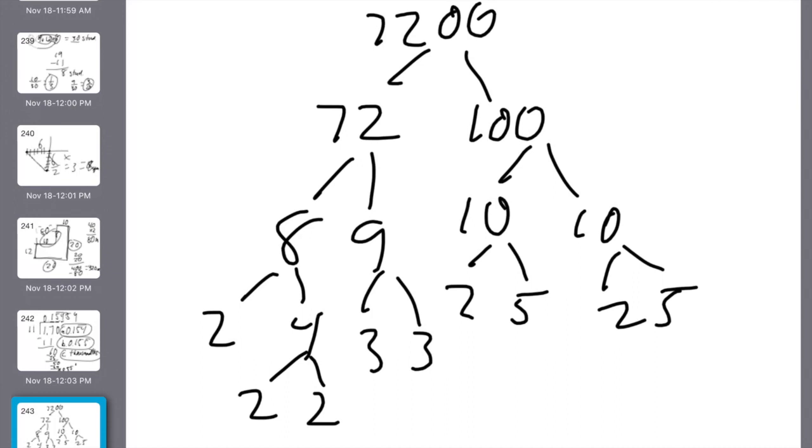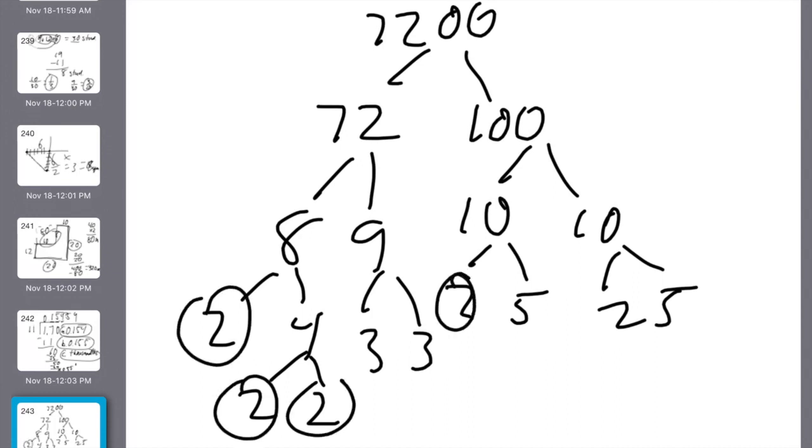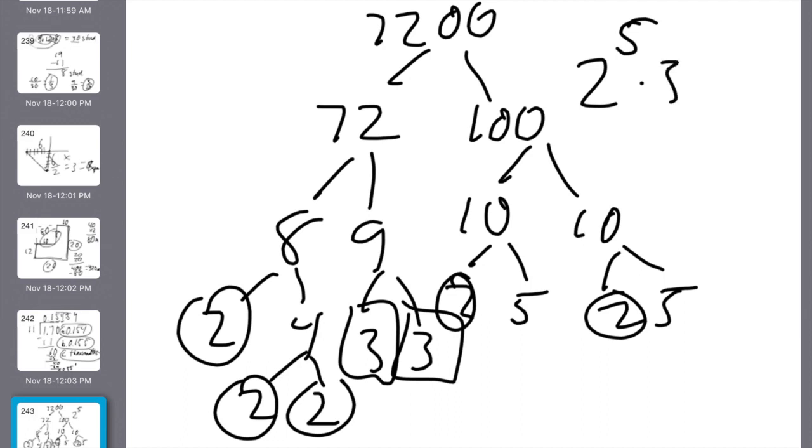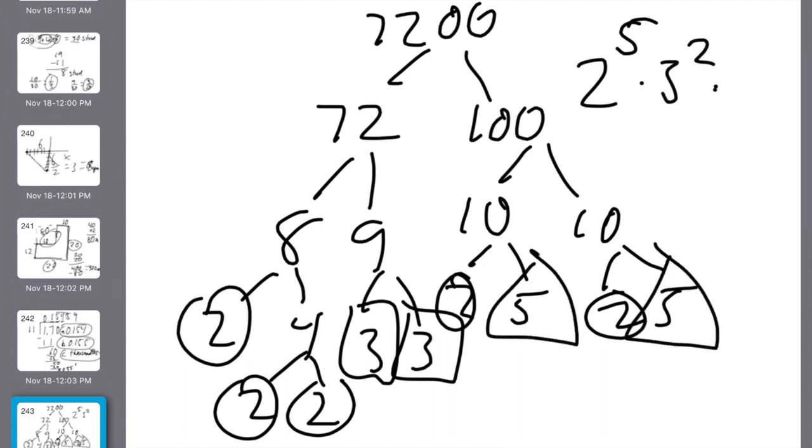B says, now please write that using exponents. So I start with the smallest one. 1, 2, 3, 4, 5. I have 2 to the 5th power. 1, 2. 3 to the 2nd power. 1, 2. Times 5 to the 2nd power.